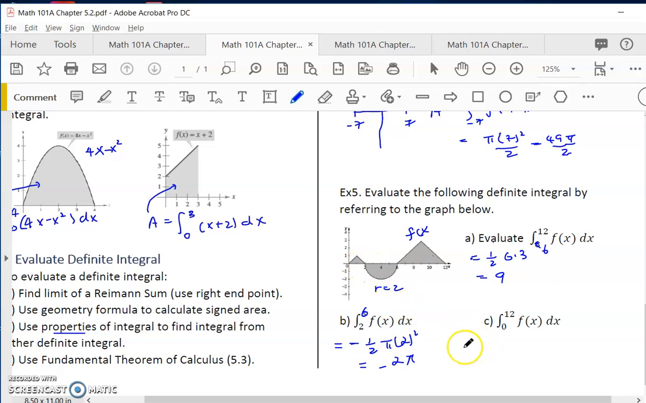This is a small triangle, 1/2, base is 2, height is 1. Plus the one that we just calculated, negative 2 pi. It's a negative. And this big triangle is 9. So it will be 1 plus 9, 10, right? Minus 2 pi. So that is the integral from 0 to 12. You just go from 0 to 2, 2 to 6, 6 to 12 like that, because we're just talking about area bounded by the x-axis.